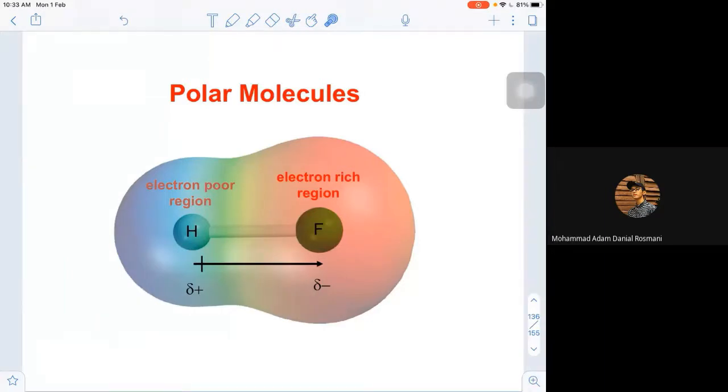This makes the molecule a polar molecule, because it is obvious that this side has a higher electron density as compared to this side. That is why the electron cloud is bigger. So when we can distinguish that this is the negative pole and this is the positive pole of the molecule, we say that this is a polar molecule. It is obvious for the ones that have only two atoms, for example HF.